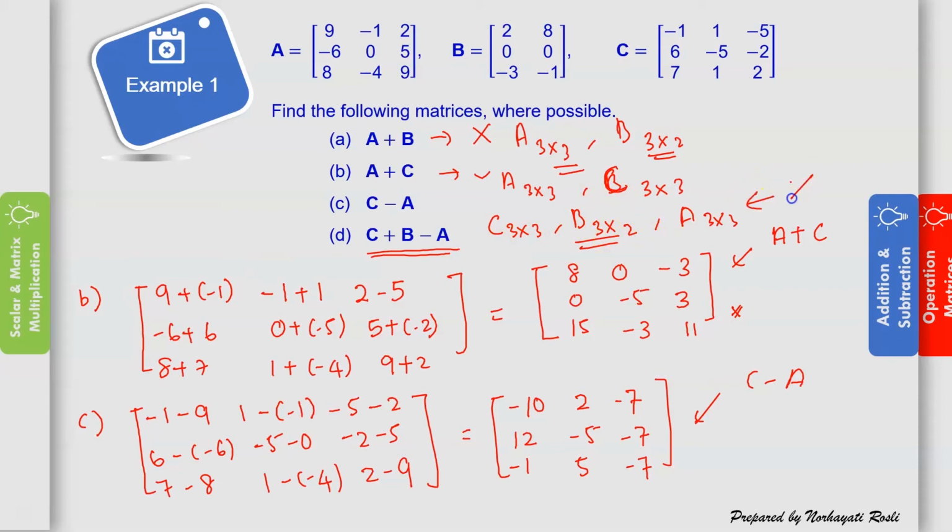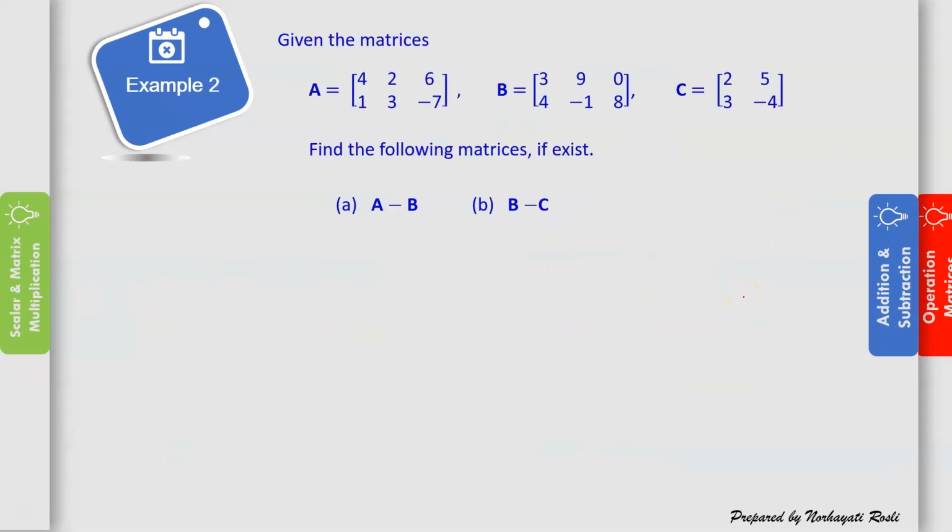So this one, it is not possible for us to solve this equation. Next, we go to this example 2. Given the matrices A, B, and C, find the following matrices if they exist. We check now for A, we have here dimension 2 times 3. B dimension 2 times 3. But C, it is 2 times 2.